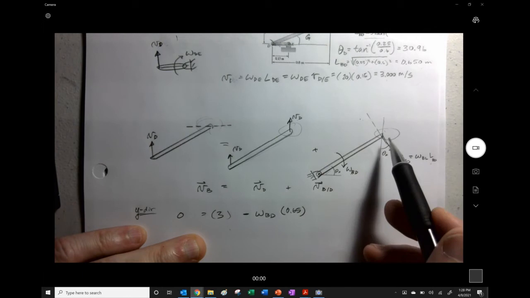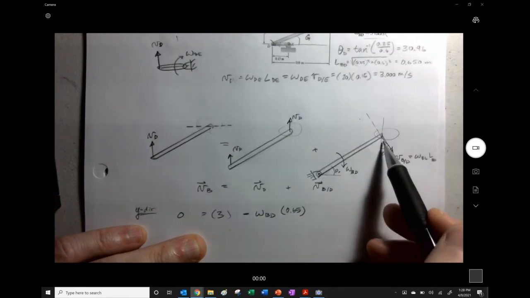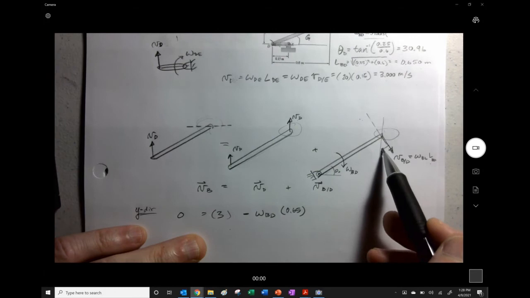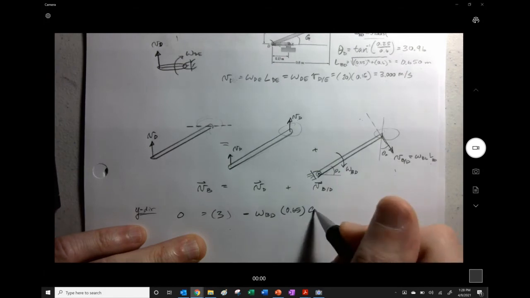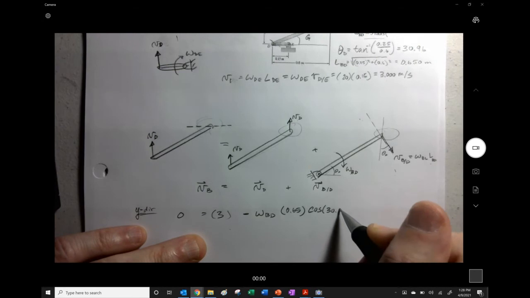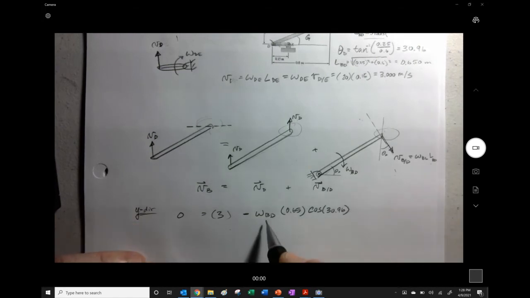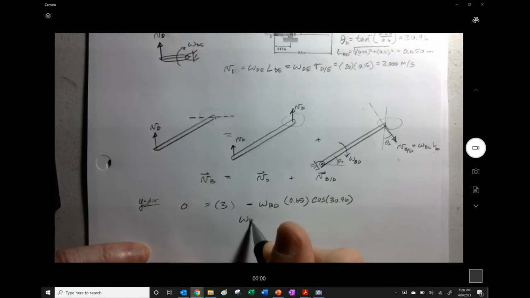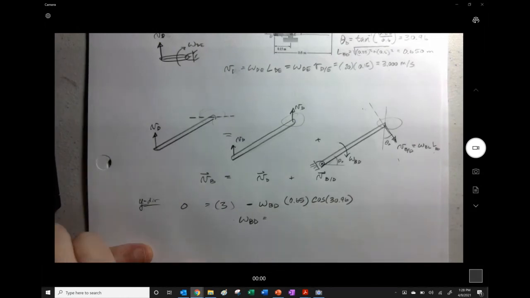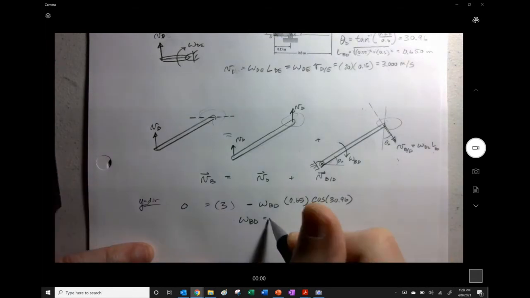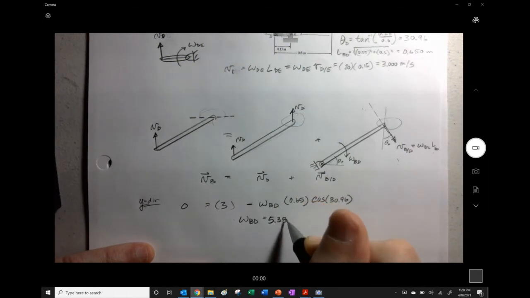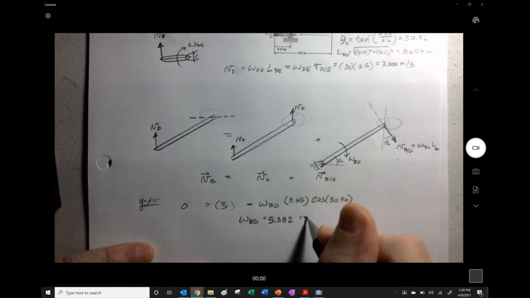But don't stop there, because it's only going to be the vertical component. So we see that that's an adjacent, so we go with the cosine of our 30.96. And we see that we can just solve for omega BD now. So we take 0.6, take the cosine and multiply it, and then divide 3 by it, and I get that it's going to be 5.382 radians per second.